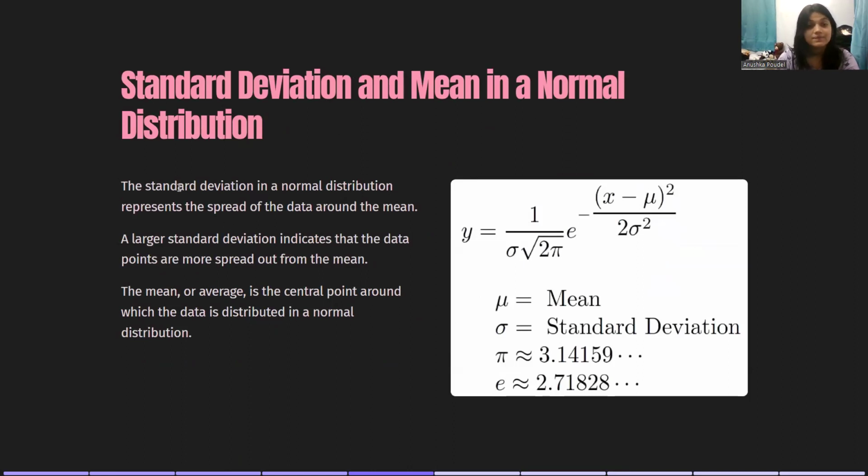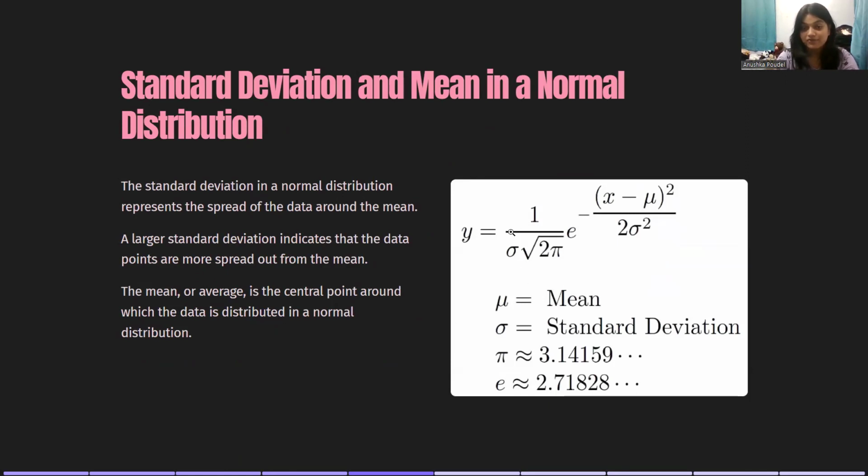Let's understand this. The standard deviation in a normal distribution represents the spread of the data around the mean. A larger standard deviation indicates that the data points are more spread out from the mean. That means there is more divergence. The mean or average, in other words, is the central point around which the data is distributed in the normal distribution.